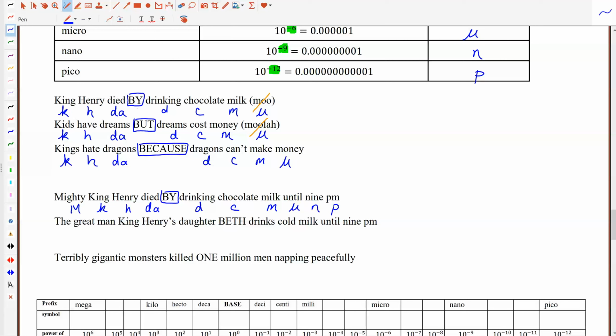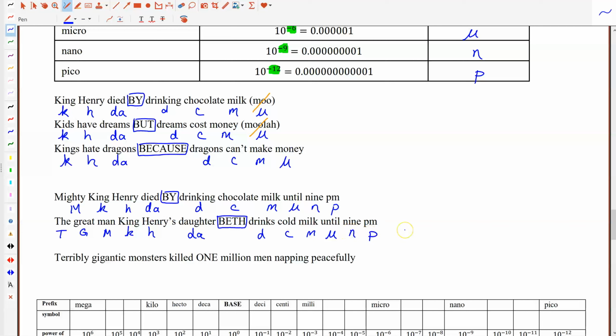To remember some of the other bigger units, the expansion I've seen is the great man, King Henry's daughter Beth, drinks cold milk until 9 p.m. So there's your tera, giga, mega, kilo, hecto, deca, base, deci, centi, milli, micro, and that one's kind of a goof one you can see on these ones. For the micro, that one is grabbing a word that is very similar to the symbol itself, right? That mu symbol kind of looks like a U.